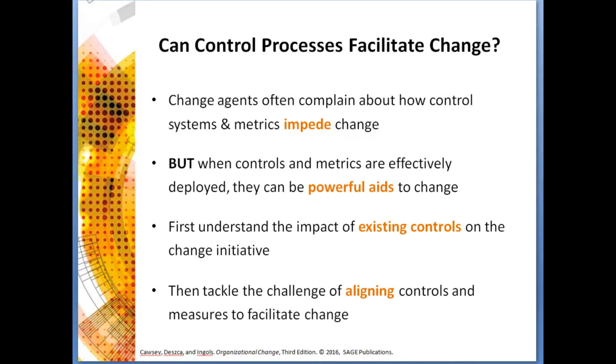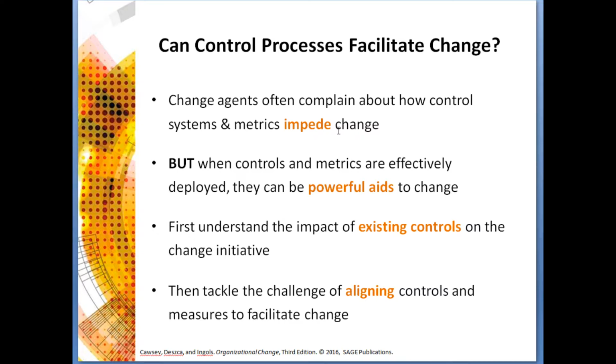Can control processes be used to facilitate change? Right. So often change agents will complain that the way we measure stuff at work impedes change because it's set up to measure the current thing. So sometimes we need to use them or change them so they'll be measuring change. So for instance, let's say this big reorg change is to improve our quality. We're just mediocre in quality.